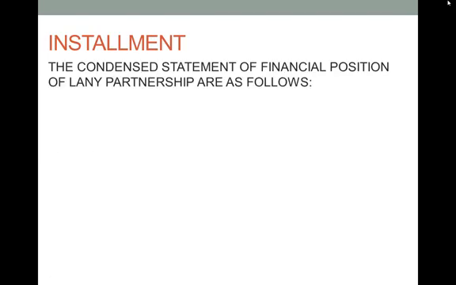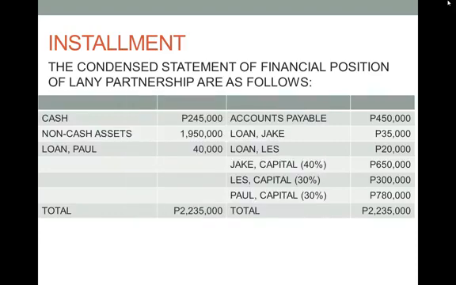The condensed statement of financial position of Laney Partnership are as follows. Cash, non-cash assets, loan from Paul. Then accounts payable, loan to Jake and Les. And then capital accounts of the partners, with their respective profit sharing ratio of 40, 30, 30.